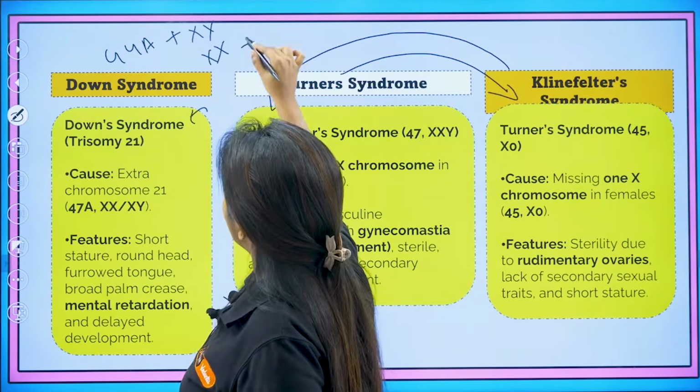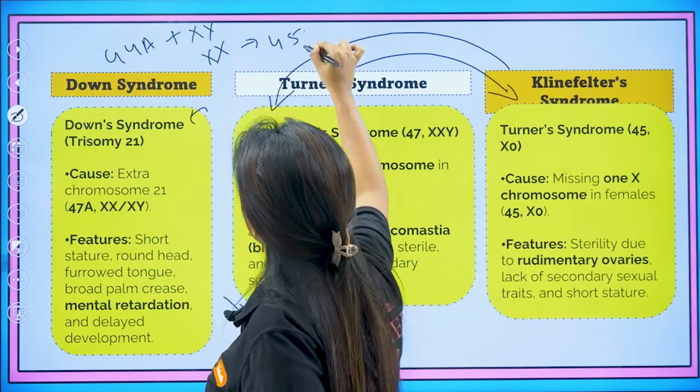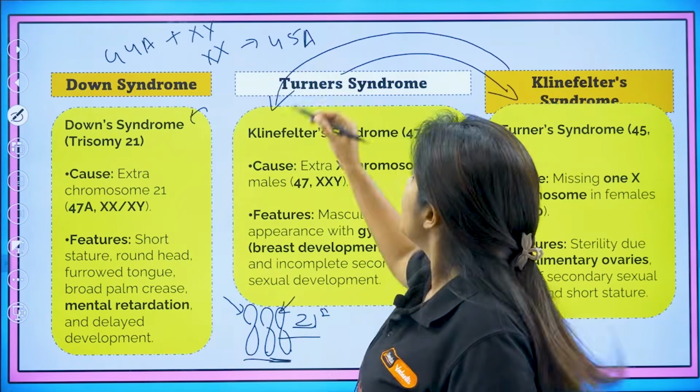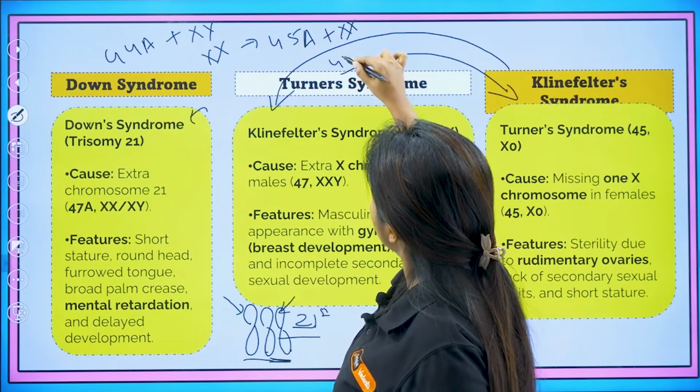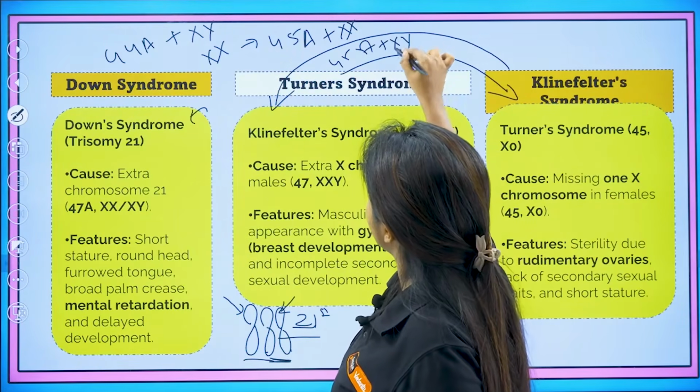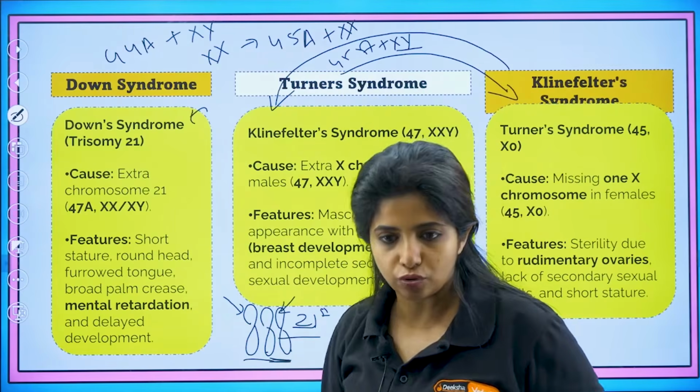But now in this case, you have how many chromosomes? 45 autosomes are there. 1 extra autosome is there. Plus it can be XX, that means it's a female who is having Down syndrome, or 45A plus XY, that means it is a male who is having Down syndrome.